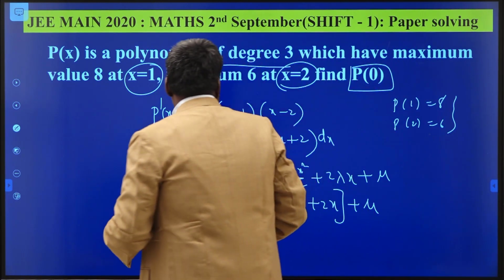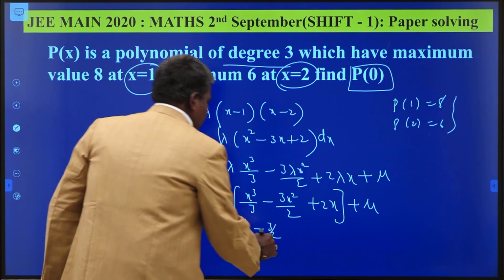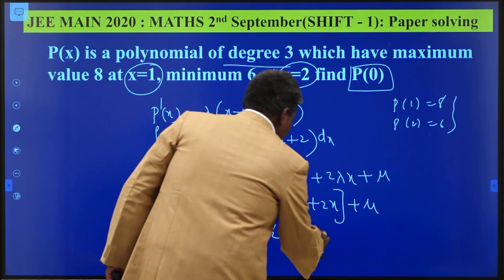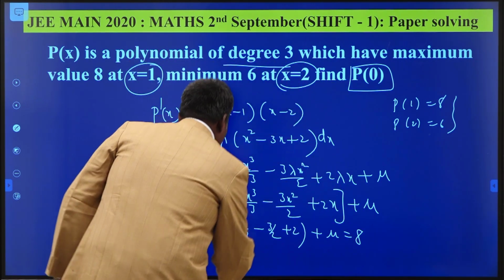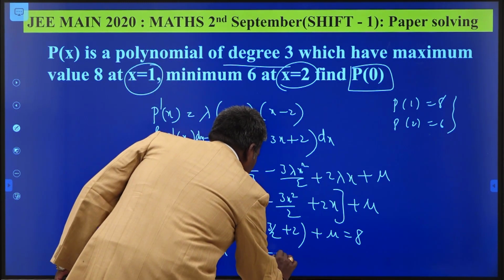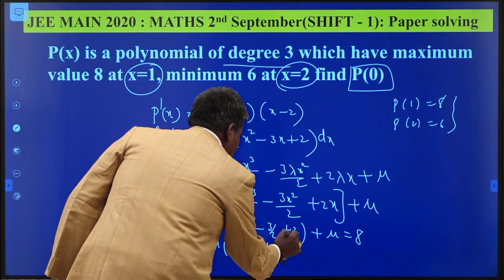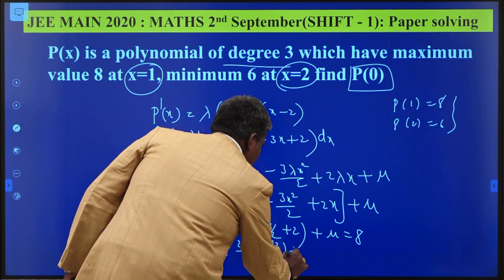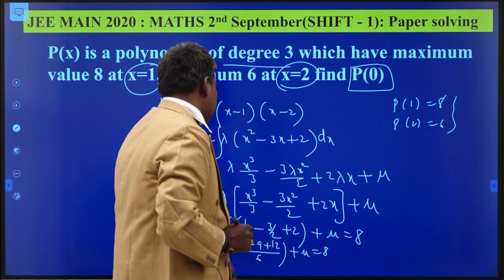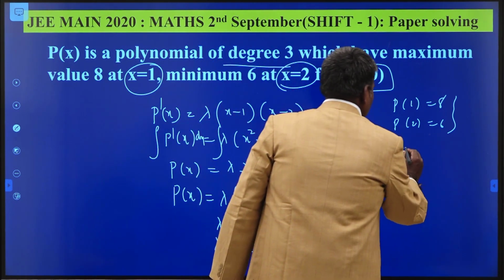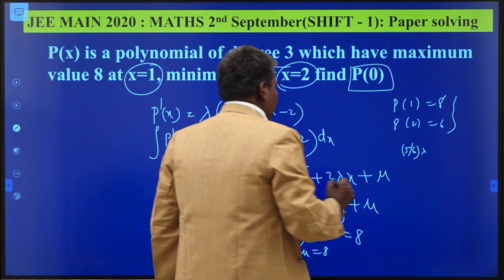Substitute x is equal to 1. What happened? Lambda times of 1 by 3 minus 3 by 2 plus 2, plus mu is equal to, they are given, 8. So lambda times of, LCM is 6, this is 2 minus 9 plus 12, plus mu is equal to 8. This is minus 7, 5 by 6. 5 by 6 lambda plus mu equal to 8.